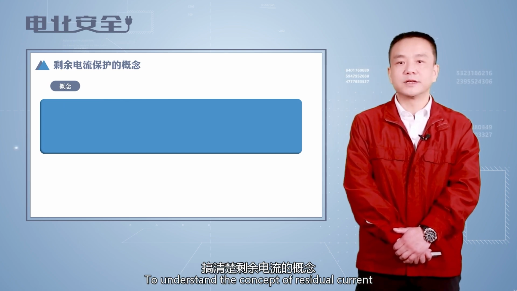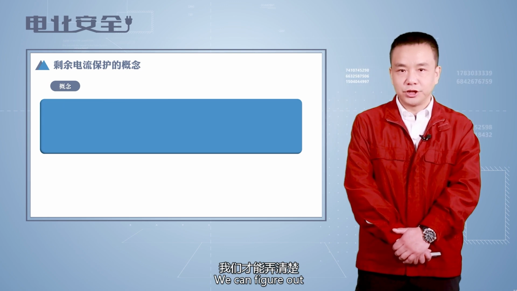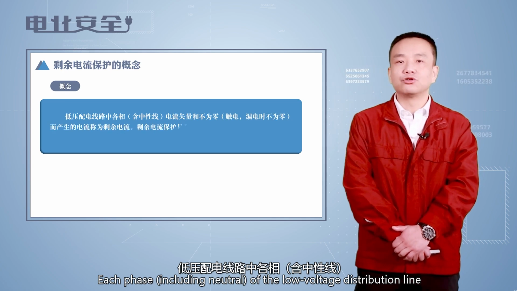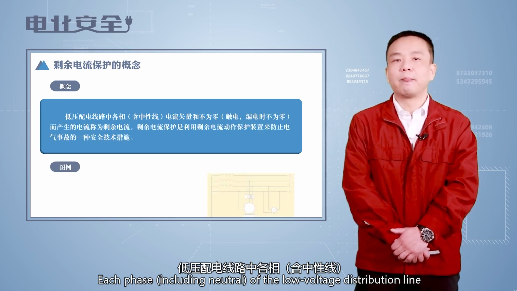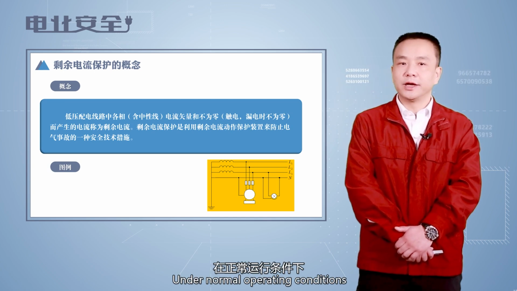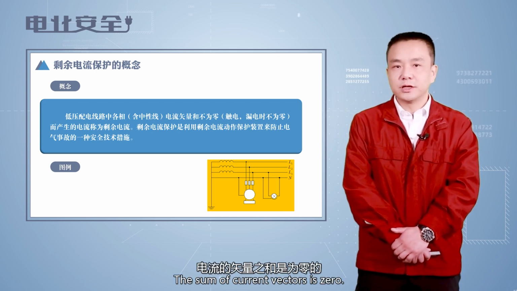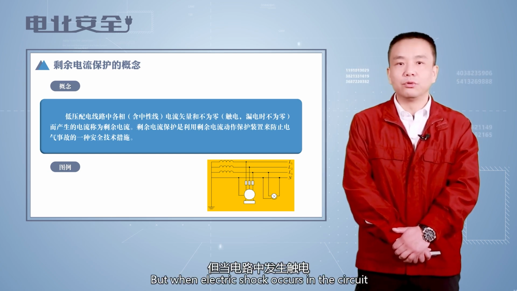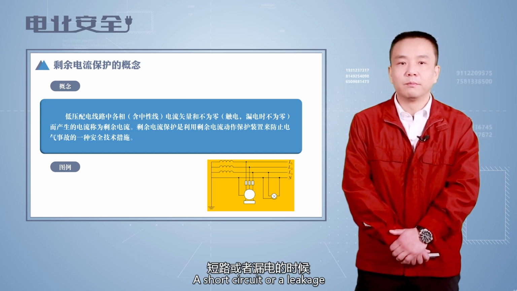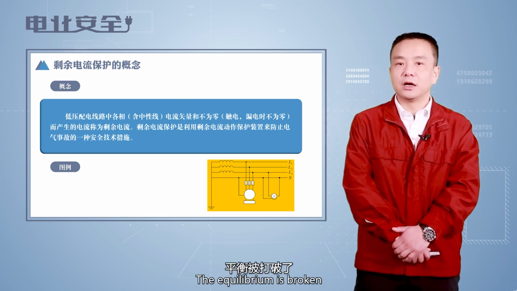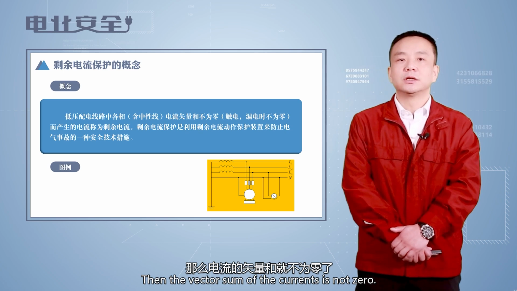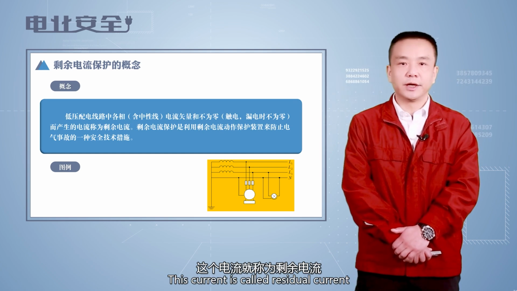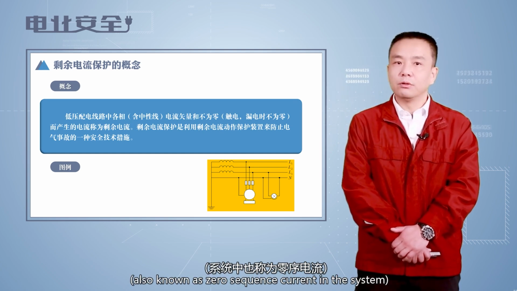To understand the concept of residual current, we can figure out the residual current protector's action principle. Each phase, including neutral, of the low voltage distribution line, under normal operating conditions, has a sum of current vectors of zero. Three phases are symmetrical and balanced, but when electric shock, a short circuit or a leakage occurs in the circuit, the equilibrium is broken. Then the vector sum of the currents is not zero. This current generated is called residual current, also known as zero sequence current in the system.